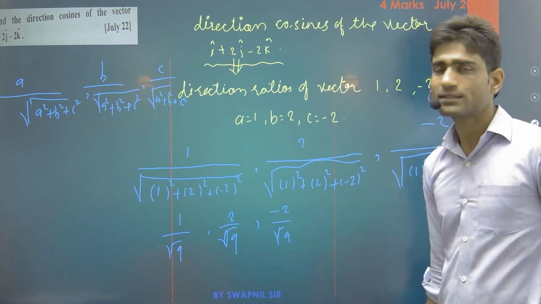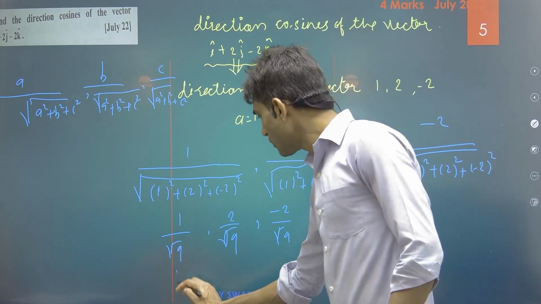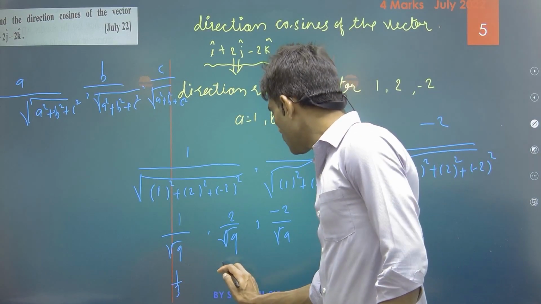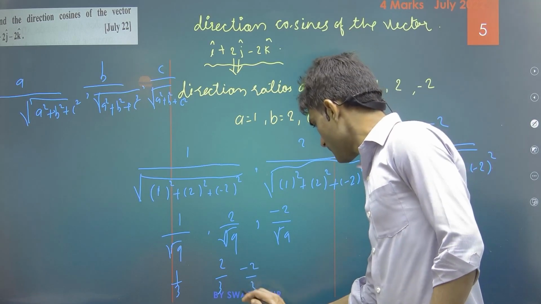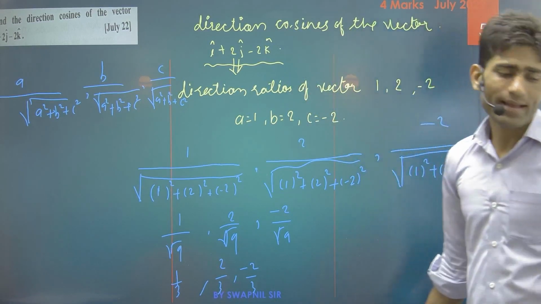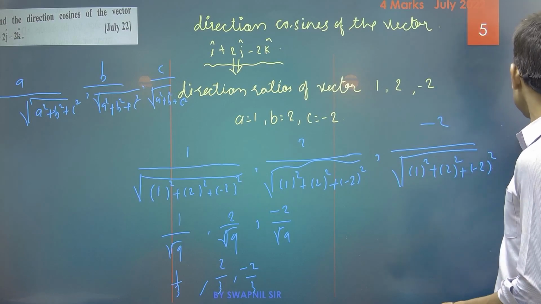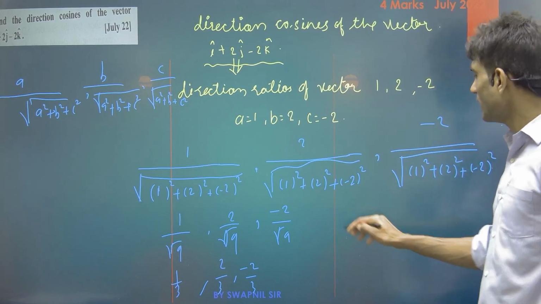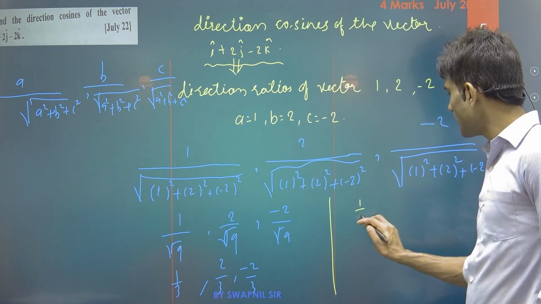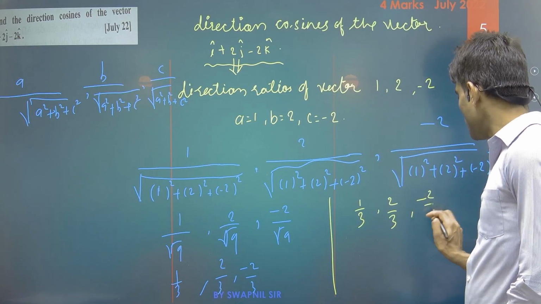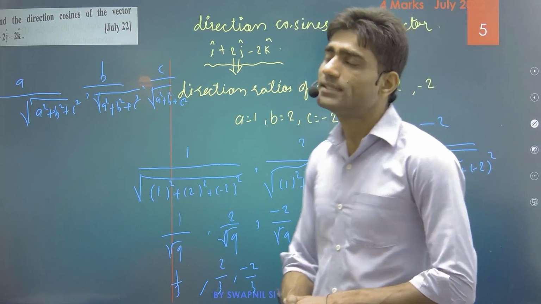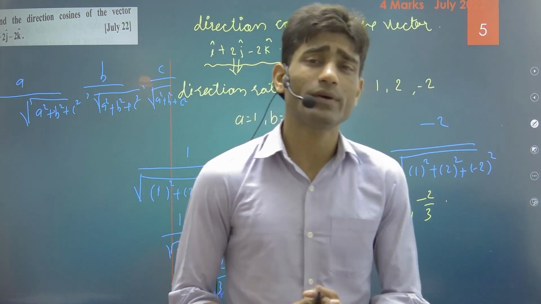Go for our next calculation. We can write it as 1 by 3, 2 by 3, and minus 2 by 3. These three are the required direction cosines for our line. So what we have as the direction cosines for our line? First direction cosine is 1 by 3, second is 2 by 3, and third is minus 2 divided by 3. These are the three required direction cosines for our given vector.